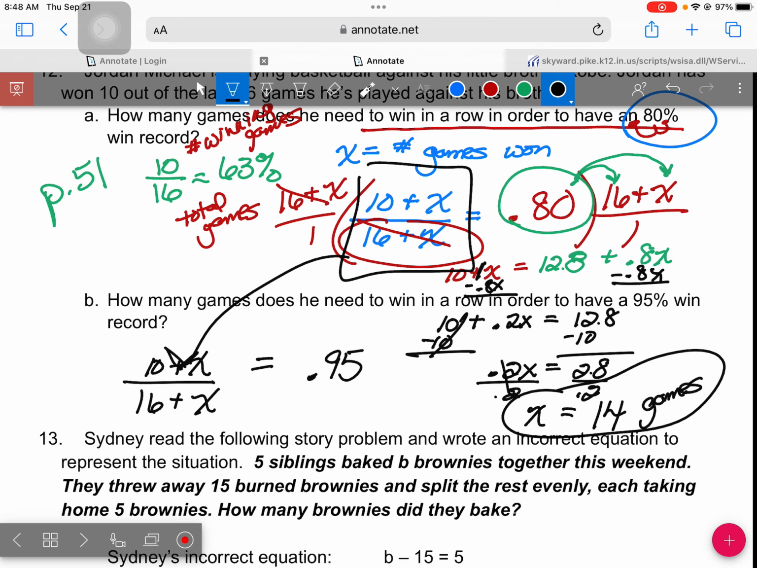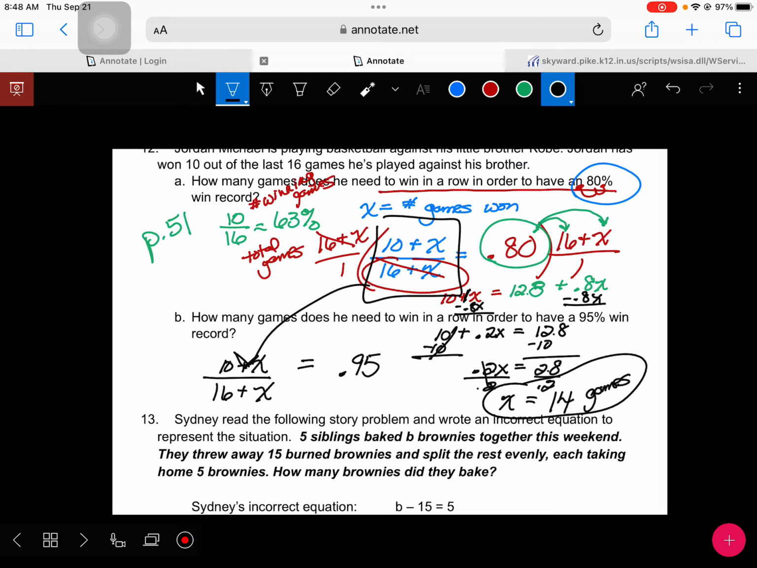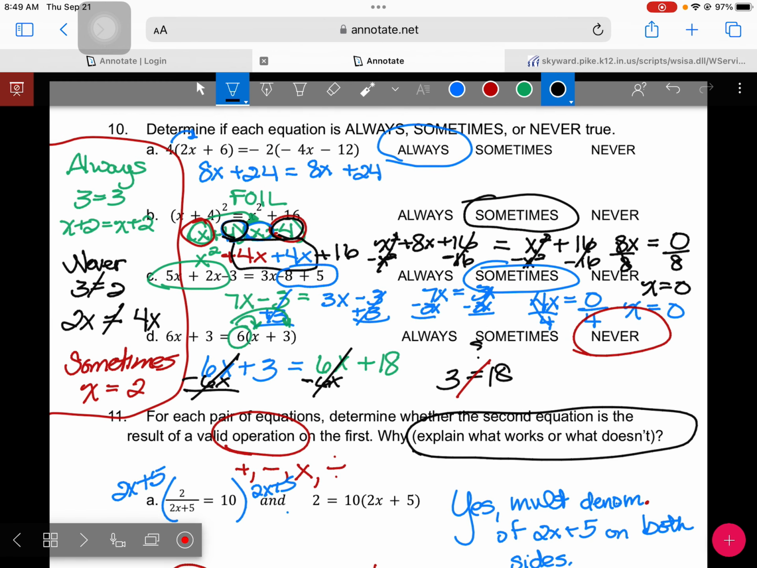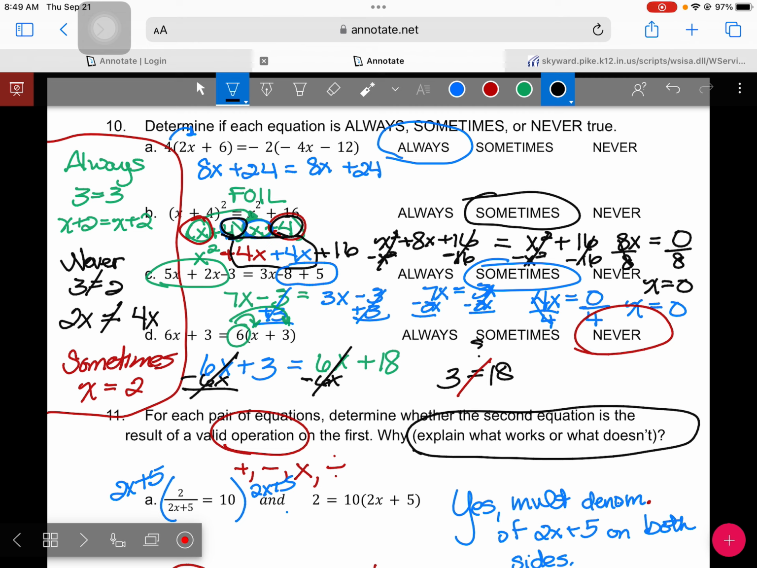What other questions do I need to hit or highlight? Chris? 10. Yeah. Let's see. I must have done this in the other class. So what I first said, if you look over here on the far left, do you want me to erase it all and go through it?